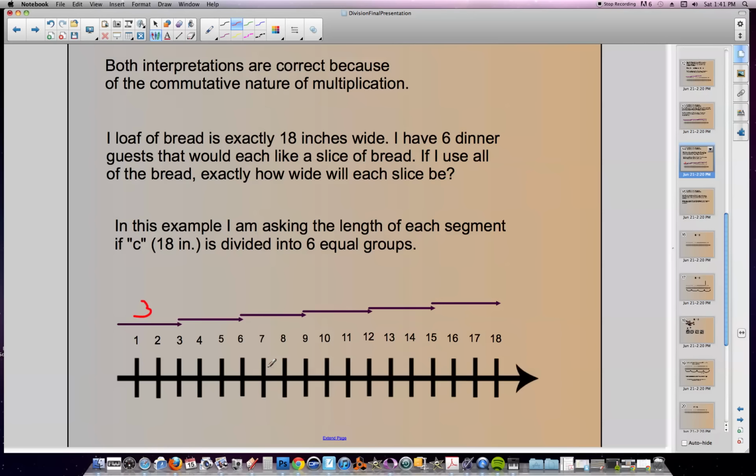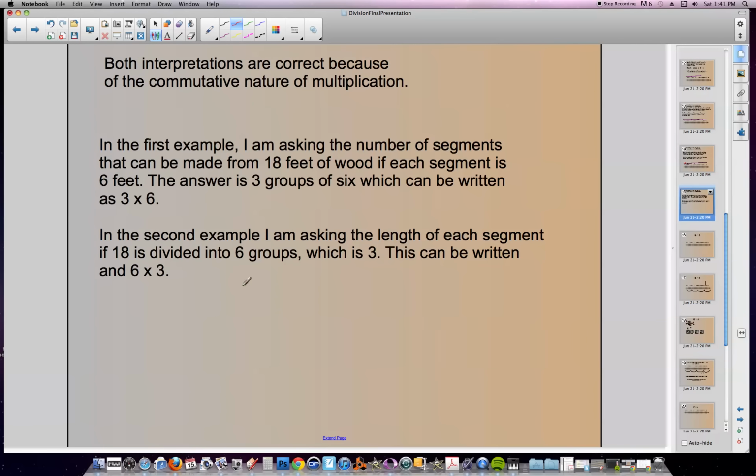In both cases, I have wound up with the same answer. It's just a matter of whether I'm thinking of it in the context of how long each segment is or how many segments there are. And that's what I'm stating here. There are 3 groups of 6, 3 times 6. Or there are 6 groups, each of length 3, which would be 6 times 3. Both get you back to 18.